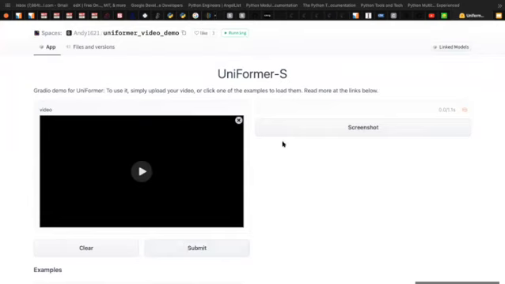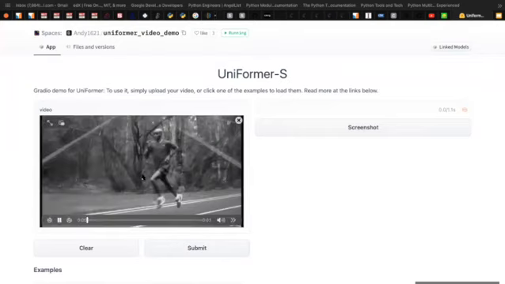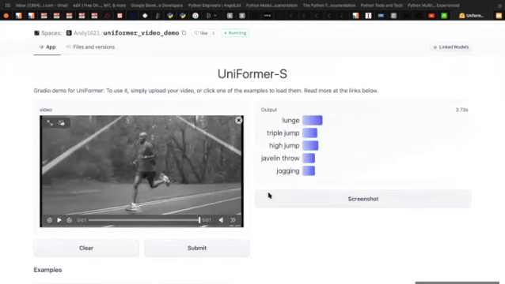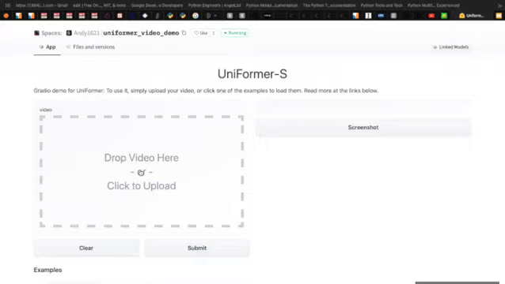And I submit. This is what the video is. Here you can see it's saying lunge, triple jump, high jump, but somehow javelin throw is also coming. I think it's probably because of the streaks coming in the image. Now I'll show with something else.